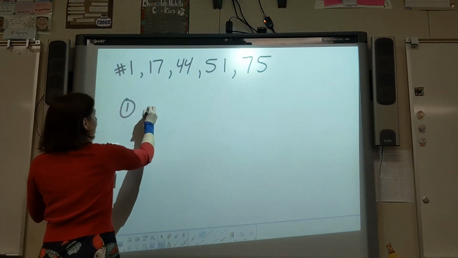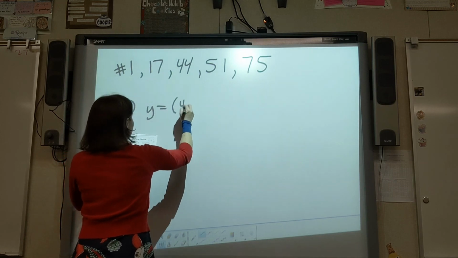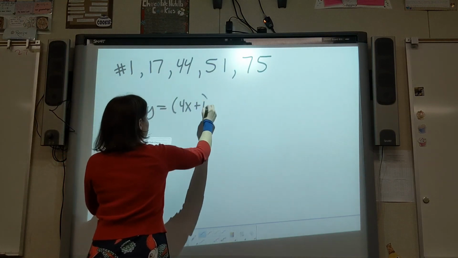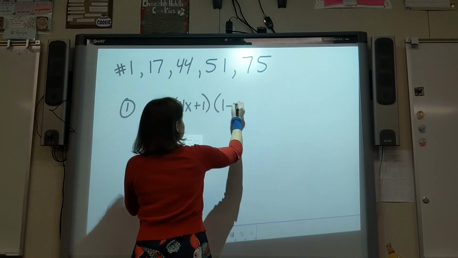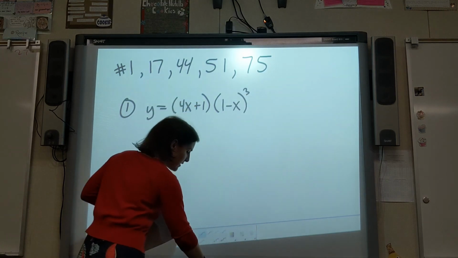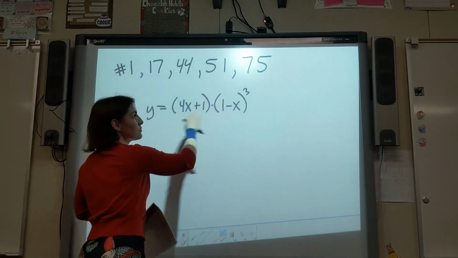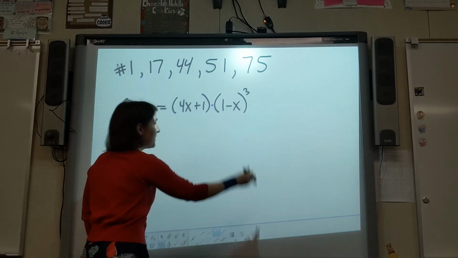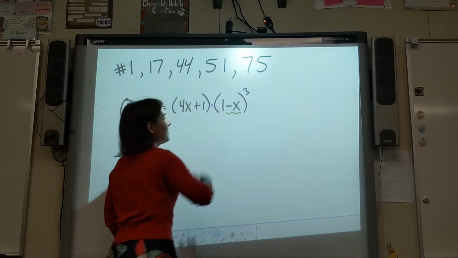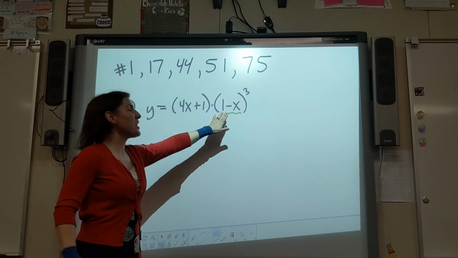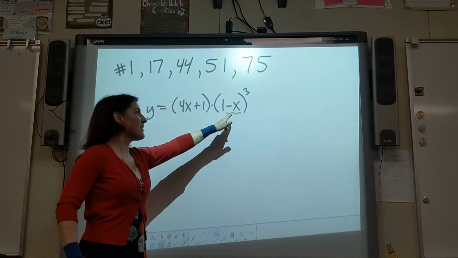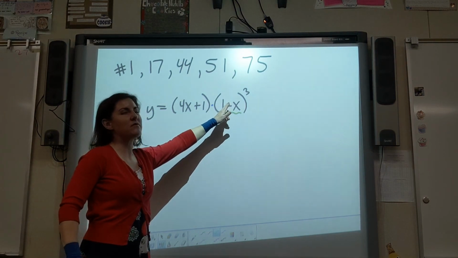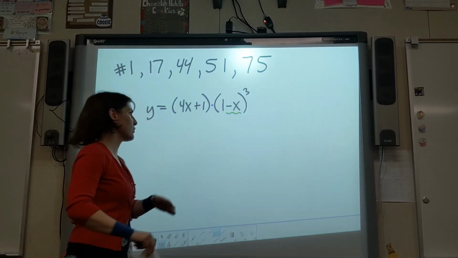Okay, so we've got y equals (4x plus 1) times (1 minus x) cubed. First thing I notice, we have a product rule happening, but within that we've also got a chain right there. If this was a plus x, there wouldn't be a chain. However, that minus x, that subtraction there is going to result in a derivative of -1. We're going to have to remember the chain rule.